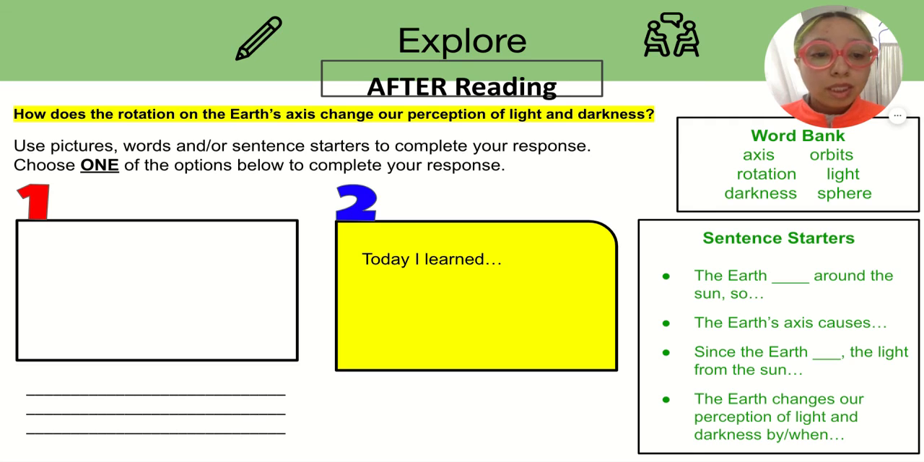You can also use these sentence starters. The Earth, blank, around the sun, so the Earth's axis causes, since the Earth, blank, the light from the sun, the Earth changes our perception of light and darkness by or when.